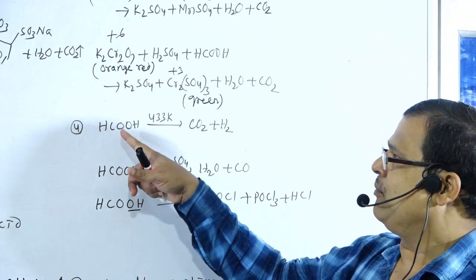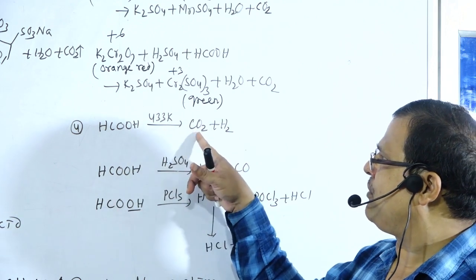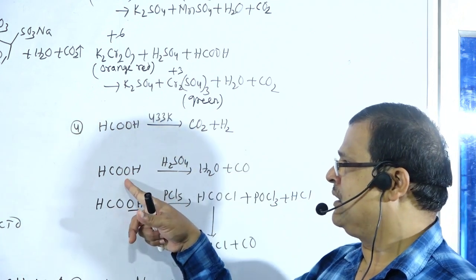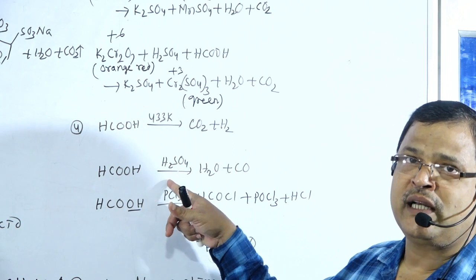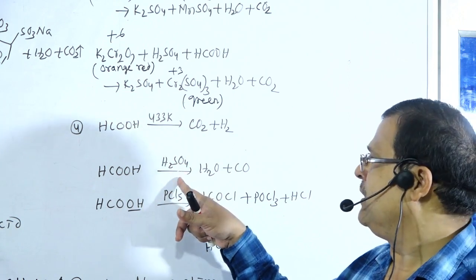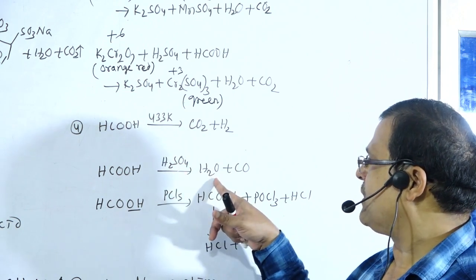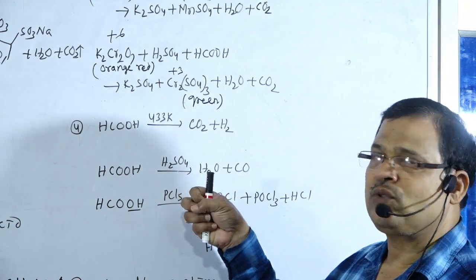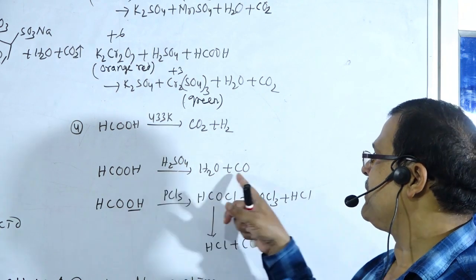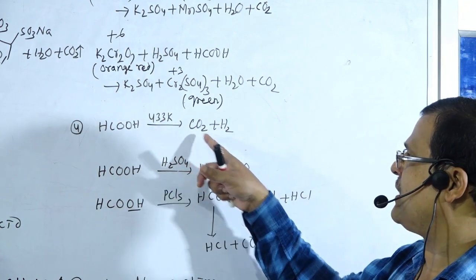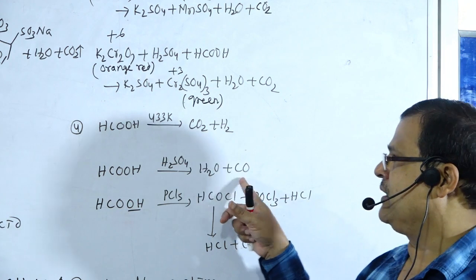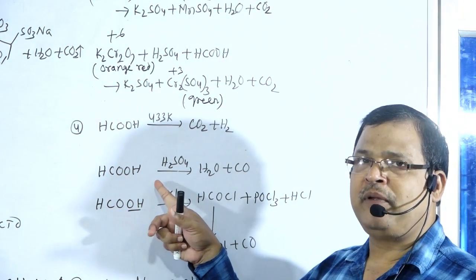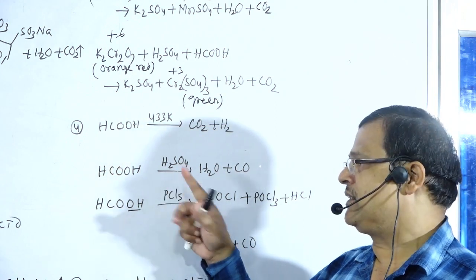Mark this. Formic acid when heated forms carbon dioxide and hydrogen. But whenever formic acid is treated with a dehydrating agent like sulfuric acid, sulfuric acid removes the water molecule and there is the formation of carbon monoxide. In this case carbon dioxide, in this case carbon monoxide. This reaction explains the dehydrating behavior of sulfuric acid.